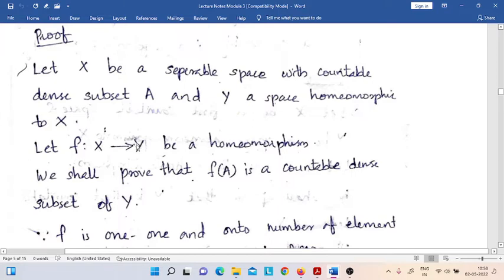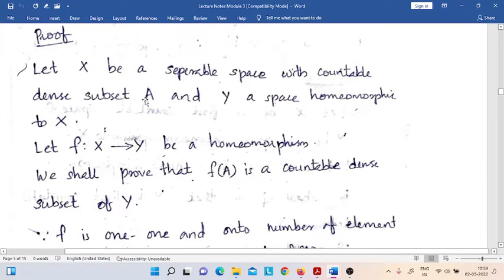This homeomorphism has the four properties: it is one to one, it is onto, f is continuous, and f is open, or f inverse is continuous. So f is continuous and f inverse is also continuous. These are the four properties. Then we know that f of A is the image of the subset A of X under the function f. When the function f is applied, you get the image of A.